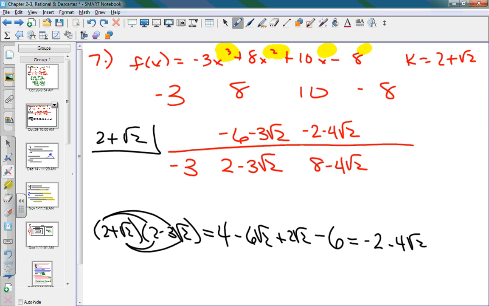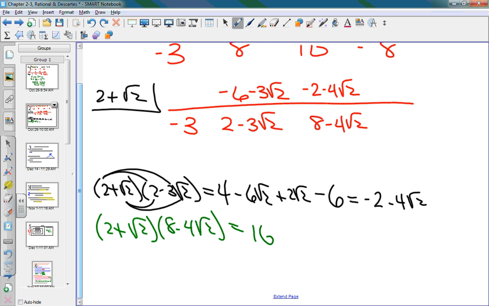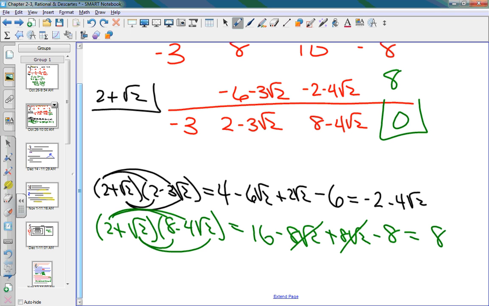Okay, so now what do I do? Same thing. So I'm going to have 2 plus the square root of 2 times 8 minus 4 square root of 2 is equal to 2 times 8 is 16. 2 times 4 is minus 8 square root of 2. 8 times the square root of 2. And then square root of 2 times the square root of 2 is 2 times 4 is minus 8 here. What happens to inner and outer? Let's cancel out and left with 8. Now, what does this tell me? That's a factor because the remainder is 0.